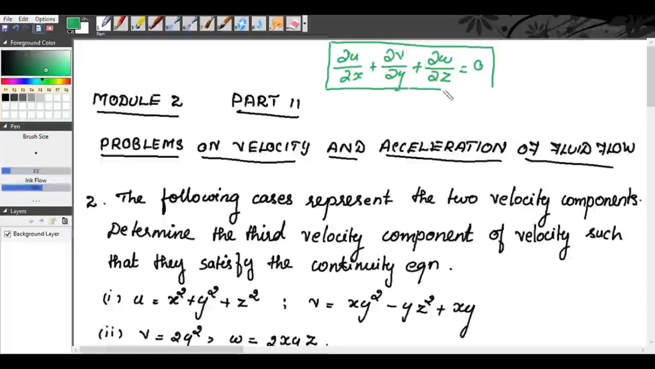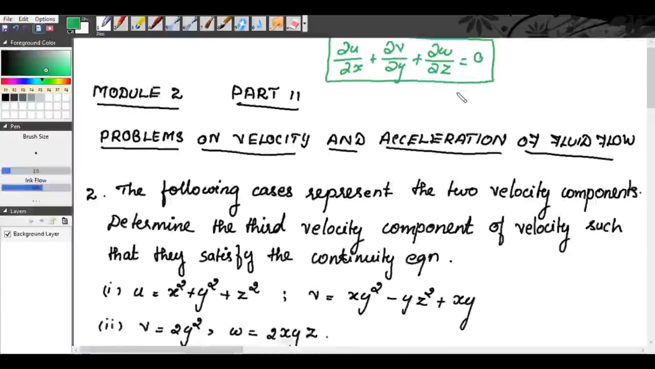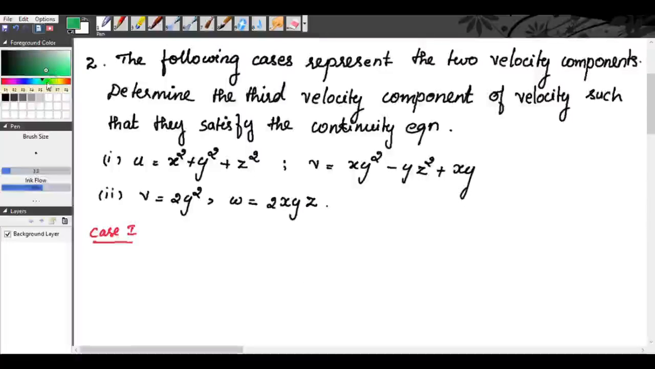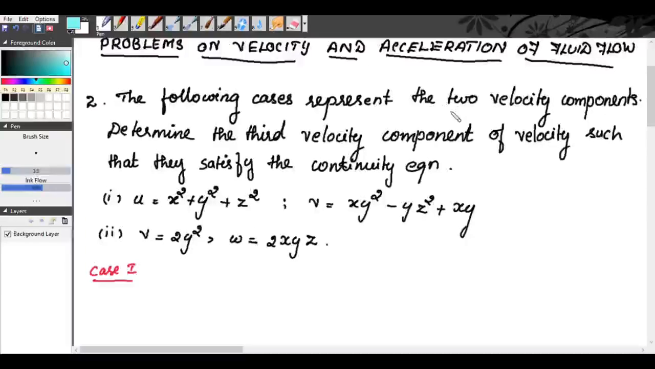Then we saw the expressions or the components of velocity and acceleration, and we saw one problem on velocity and acceleration. Today we are moving to our second problem on velocity and acceleration. So the problem is, two cases are given. The following cases represent the two velocity components. So two velocity components are given, u and v.